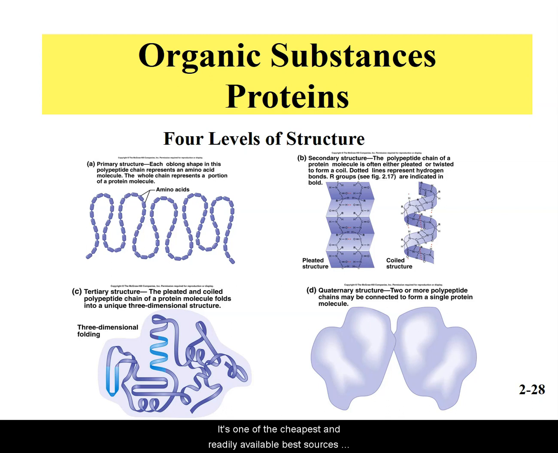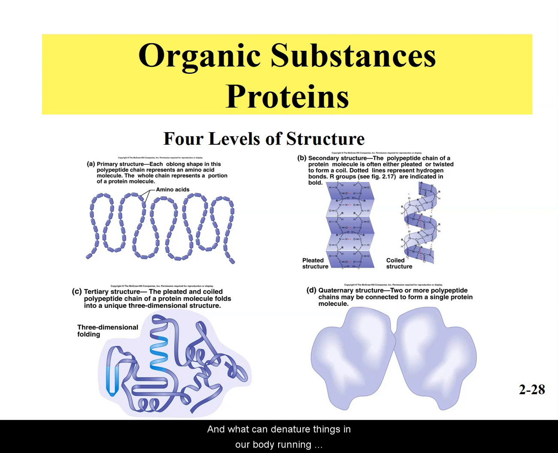It's one of the cheapest and readily available best sources of proteins you can have. If you can't afford a whole lot of meat, buy some eggs. Okay, so the yolk is mainly lipids, but the white is called albumin, and it is a protein.